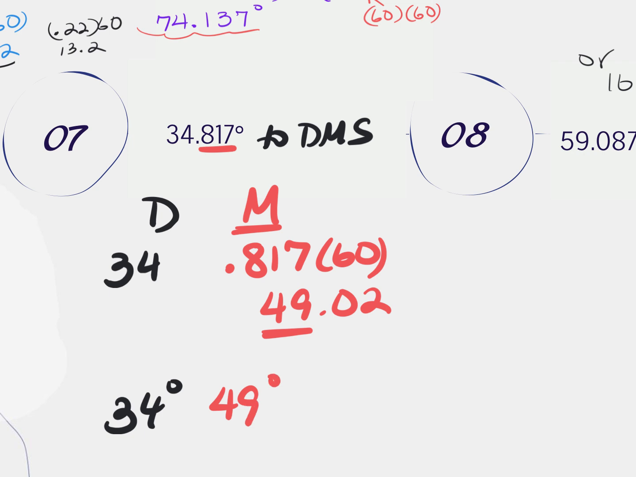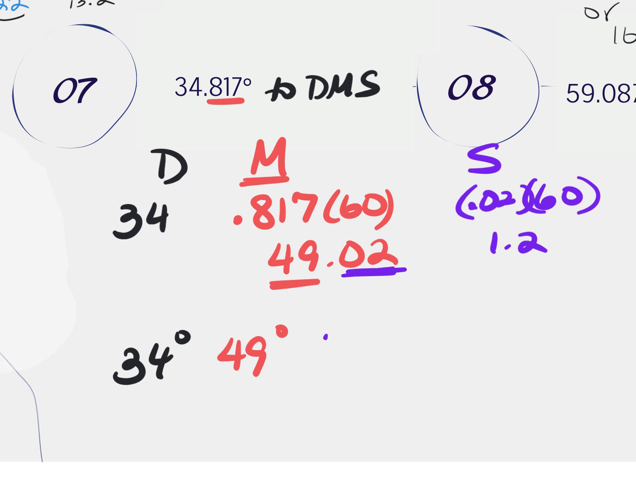And now I take the decimal part for my seconds, and I'm going to take 0.02. I need to times that by 60. And then now I end up with 1.2. So you can go ahead and just round it to the whole number. So then this shouldn't be a degree symbol. This should be the minutes. So this should be the little single quote or apostrophe, and then that's the quote. So round to the whole number. So 34 degrees, 49 minutes, and 1 second.